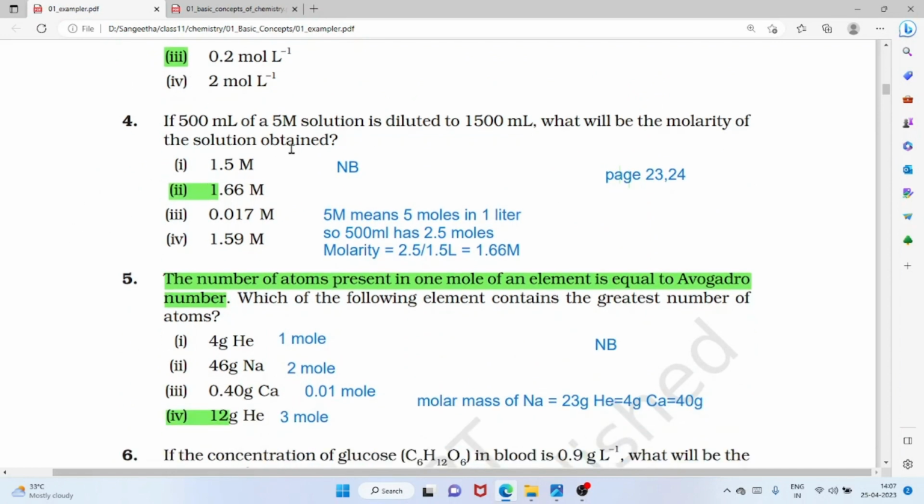500 ml of a 5M molarity solution is diluted with 1500 ml. What will be the molarity? Okay, 5M means there are 5 moles in 1 liter. So if you take only 500 ml, then it will be 2.5 moles. When you dilute, the total is still 2.5 moles, and the volume of the solution is 1.5 liter, that is 1500 ml. So the molarity is 2.5 over 1.5, this is the answer. The molarity definition is given in the book on this page.